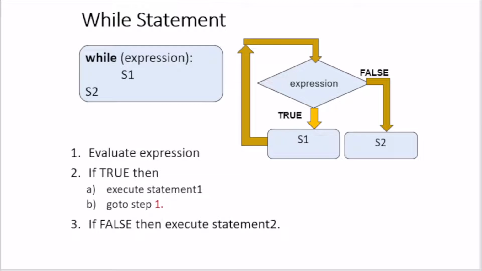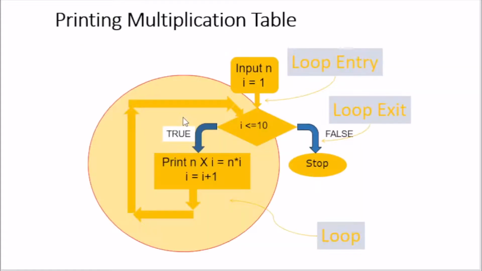Now, see, this is the flowchart for printing the multiplication table. Suppose I want to print a particular table, suppose 2's table or 5's table. So I'm going to input the value of n from the user, like which multiplication table I want to print.